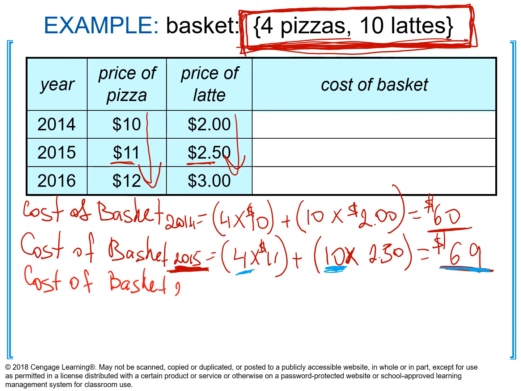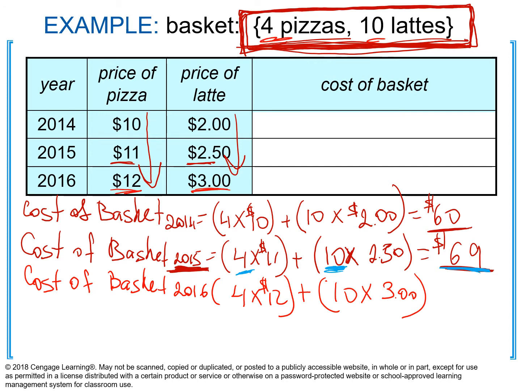So, and cost of the basket for year 2016, so we're purchasing, remember, basket is fixed. BLS is going to use this fixed quantity. So it's 4 units. And we're paying right now $12 for our pizza. And then we're purchasing 10 lattes. And we're paying $3 for each latte. So remember, I'm taking this from the table. Quantities are fixed. The prices I'm taking from the table. And if we're going to calculate this, it's going to be, I believe, $78.